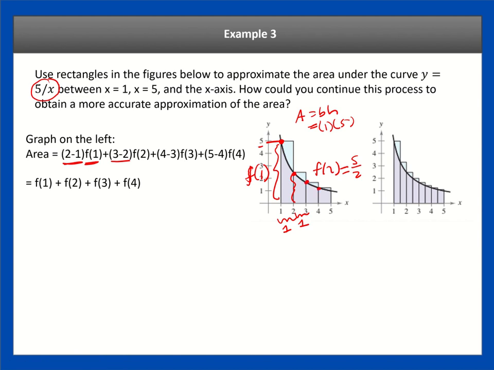But we know that 2 minus 1 is 1, 3 minus 2, so these are all 1. So it leaves us with f of 1 plus f of 2 plus f of 3 plus f of 4. That's essentially just the height of the rectangle times an invisible 1 is my area.